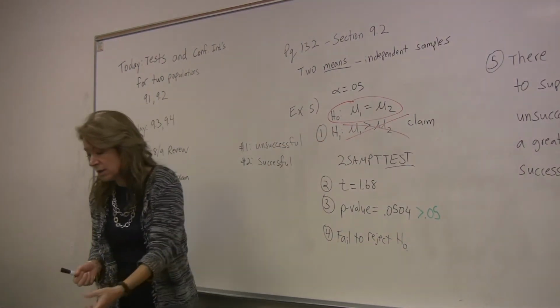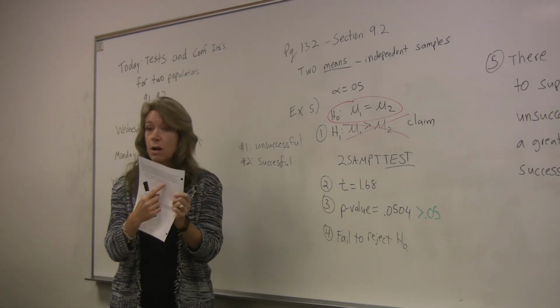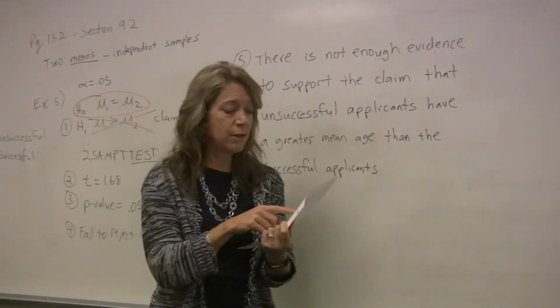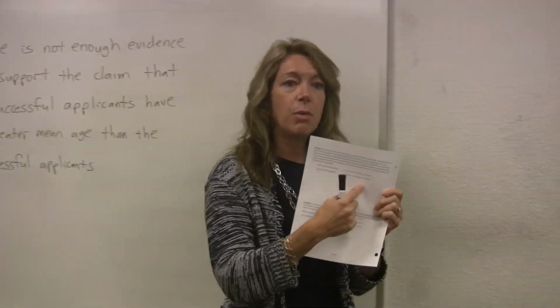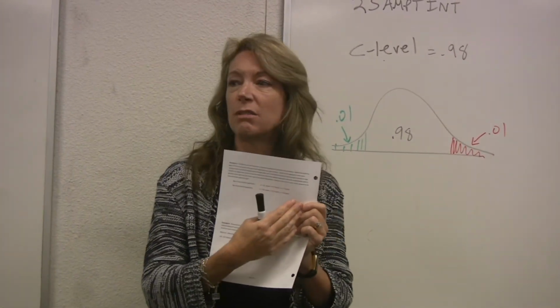Now, when you look at the results, the sample means were different. The unsuccessfuls from the sample were older than the other group, 47 versus 43.9 years. But what we just found is it wasn't enough of a difference to say, you know what, there was discrimination.